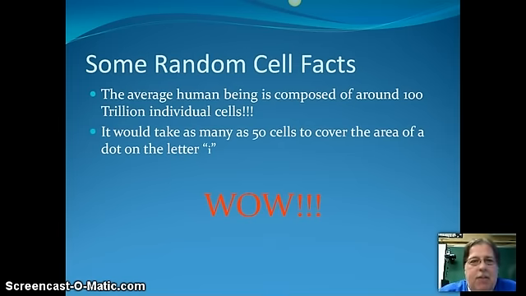That's it that I have tonight. And here's some random facts that I have. The average human being is composed of around 1 trillion individual cells. That's average. If you're big like me, you have more cells. If you're tiny, you have less cells. And if you take a look at this dot on this letter I, it would take as many as 50 cells to cover the area of the dot on the letter.